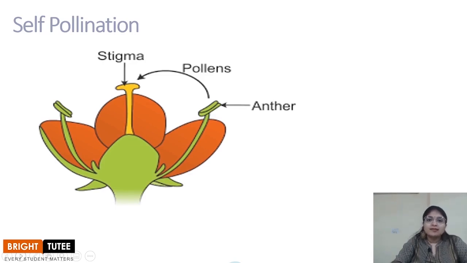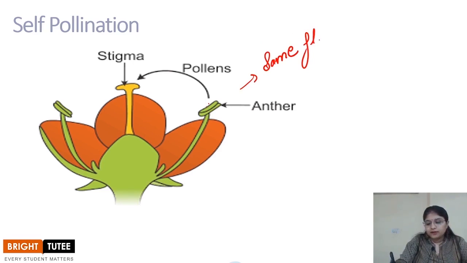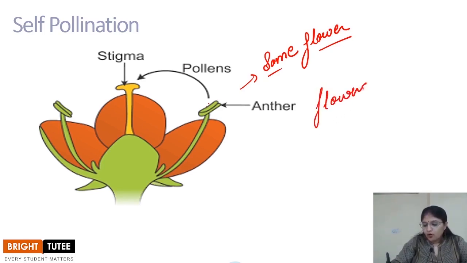As the name suggests, self means within a single flower, when the transference occurs from the anther to the stigma. So you can see that within the same flower, right? So when the transference occurs within the same flower, or when the transfer occurs on the flowers of the same plant, right?